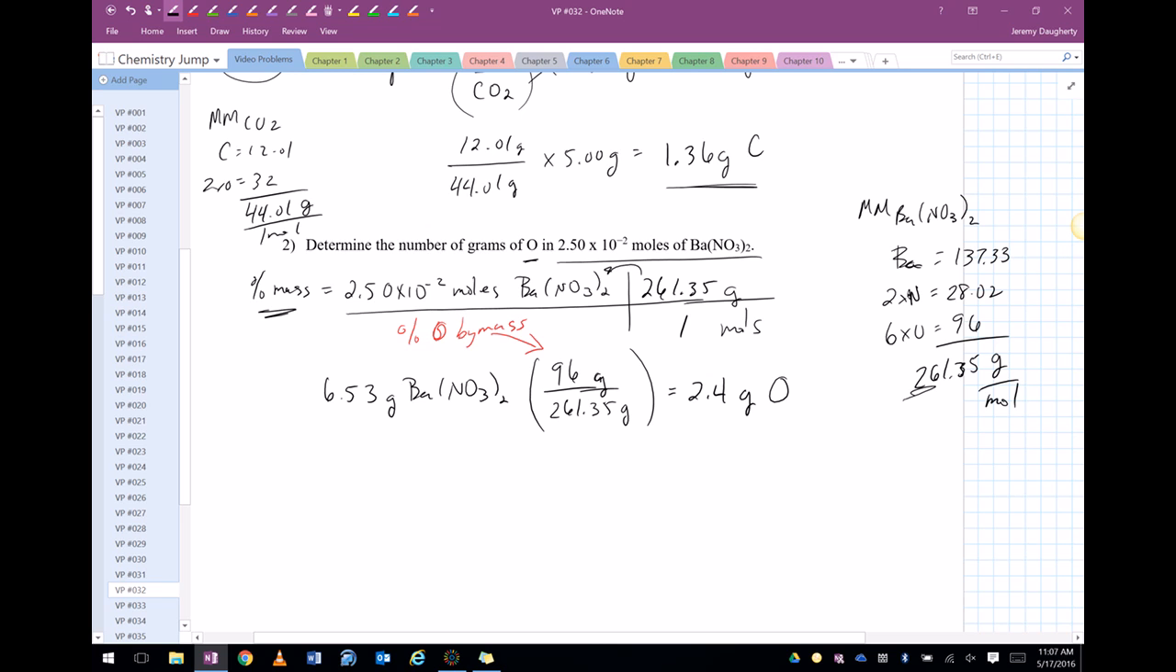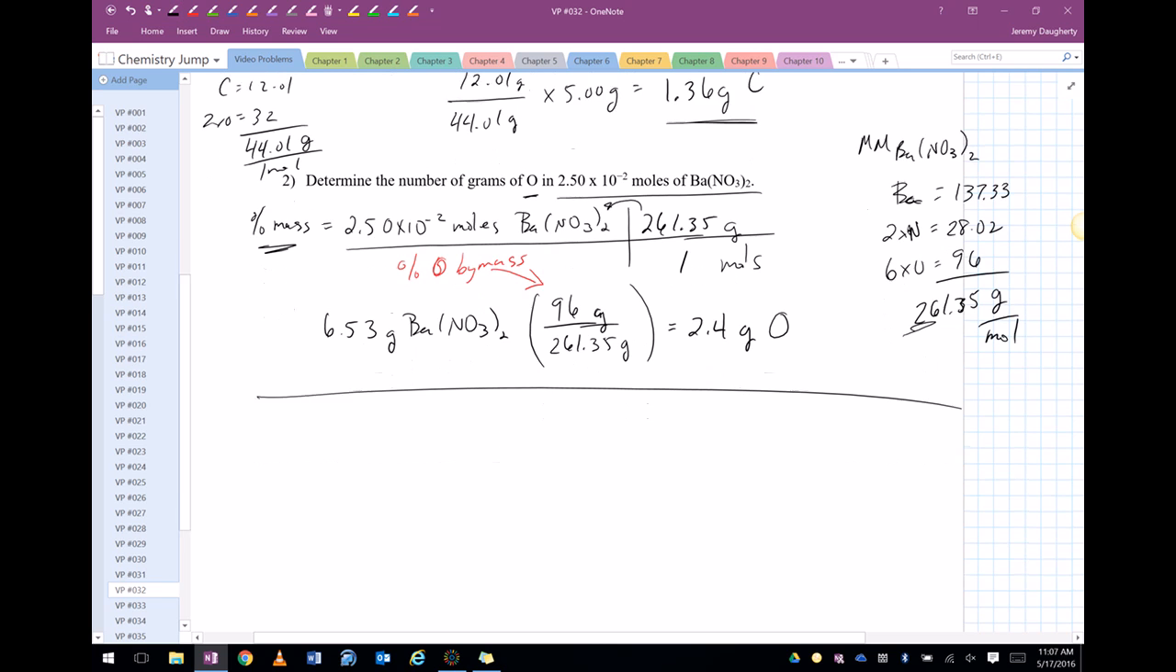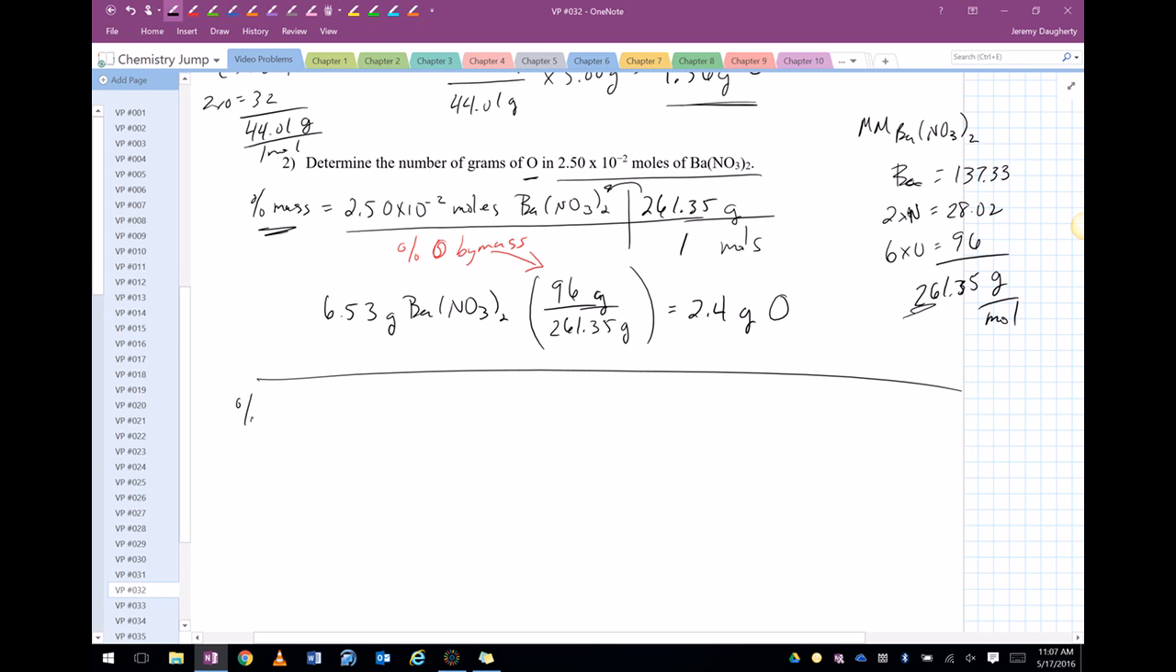So that's one way to do it. Another way that you can do it is you can do percent composition by moles. So percent of moles, and I'll show you that right now. Okay, so then we start out with moles, 2.5 times 10 to the negative second moles of barium nitrate. And then what I can do is say that there are 6 moles of oxygen for every 1 mole of barium nitrate, which is the percent by moles.